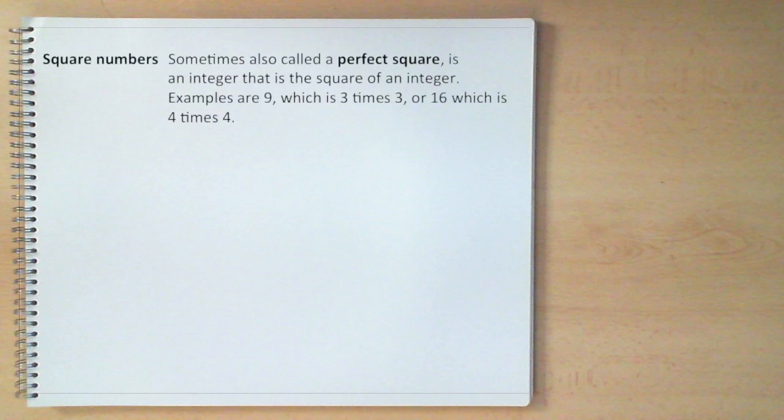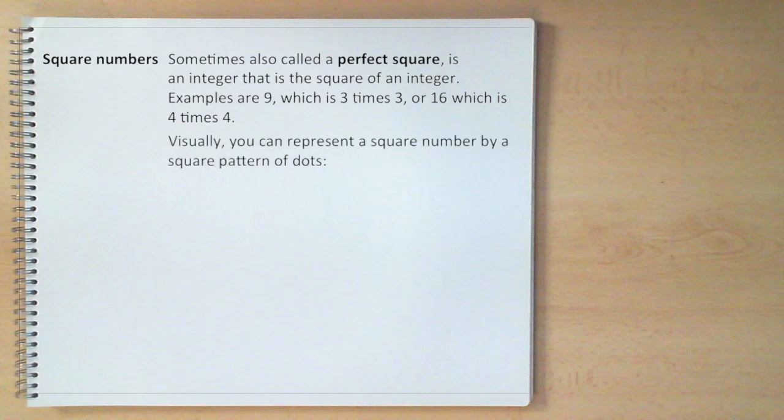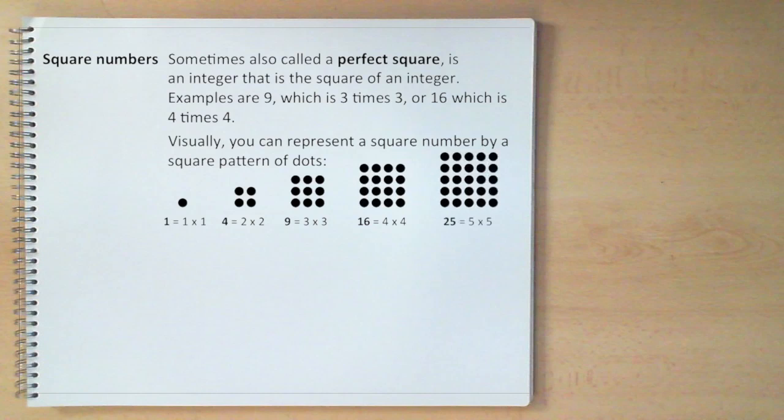Let's move on now to some other types of numbers. First of all, square numbers. A square number, sometimes called a perfect square, is an integer that is the square of an integer. So 3 times 3 is 9, 4 times 4 is 16, and so on. So if you have a number where the square root of that number is an integer, then it's a perfect square, a square number. Visually, you can represent square numbers by patterns of dots. So if you can take the number and put it into a pattern like this, you can see quite easily that it is a square number, and you can also work out what the square root is.